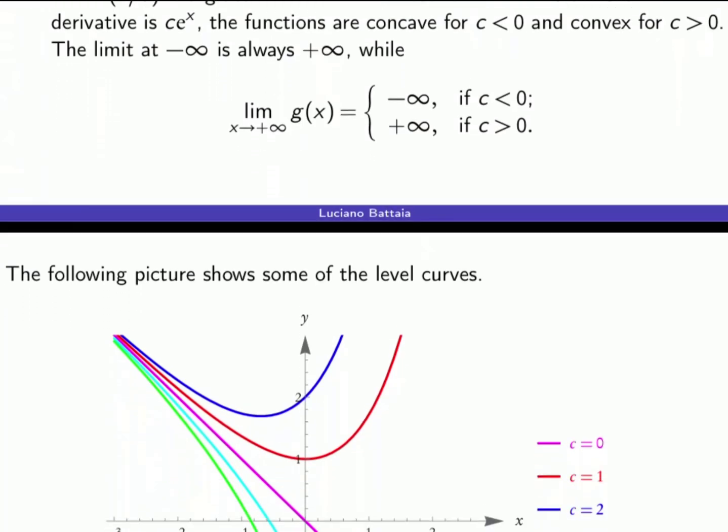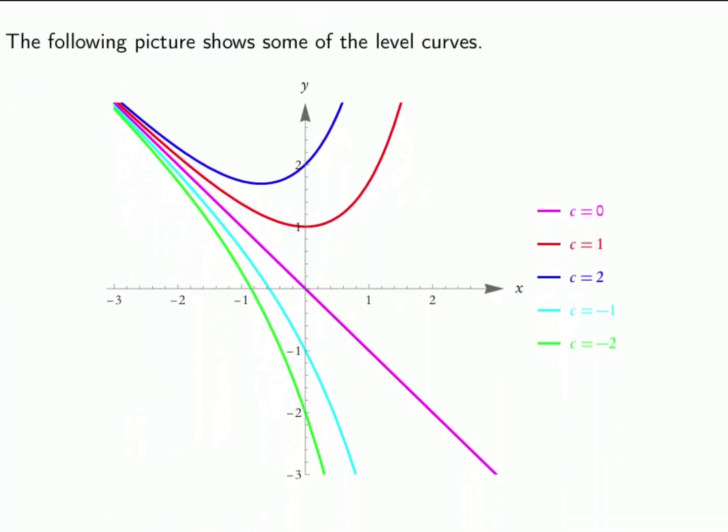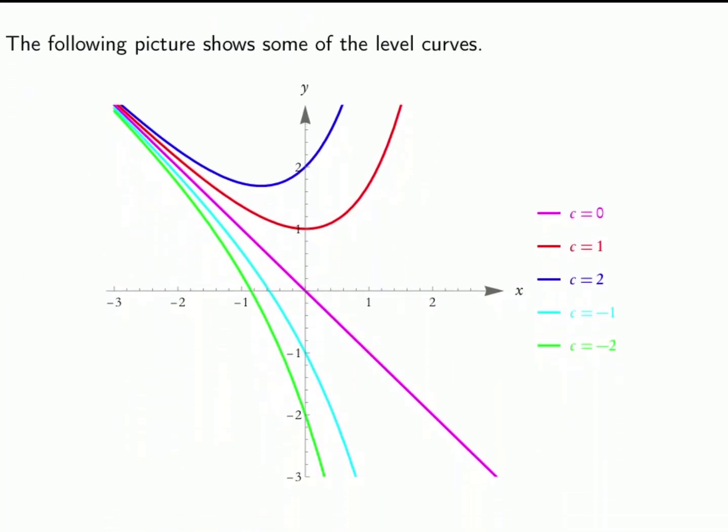The following picture shows some of the level curves. As said before, when c is 1 or 2, that is for positive values, we have a global minimizer, and here a global minimum, otherwise decreasing functions.